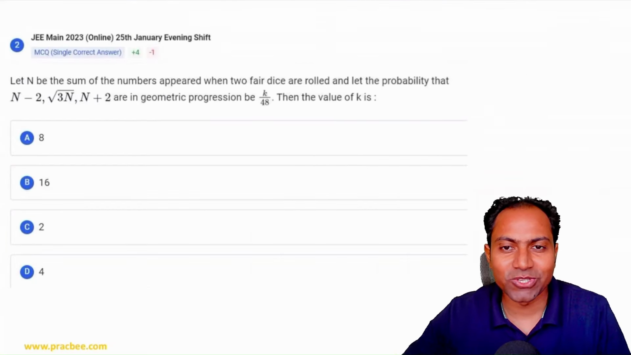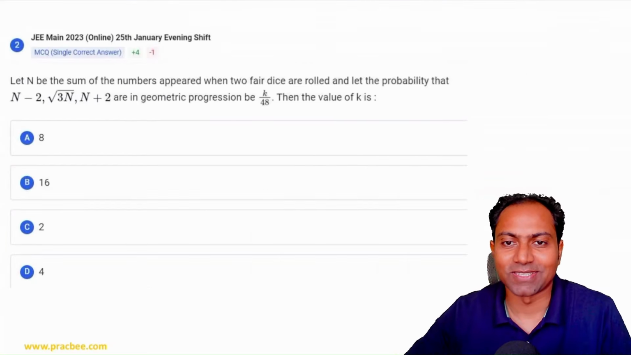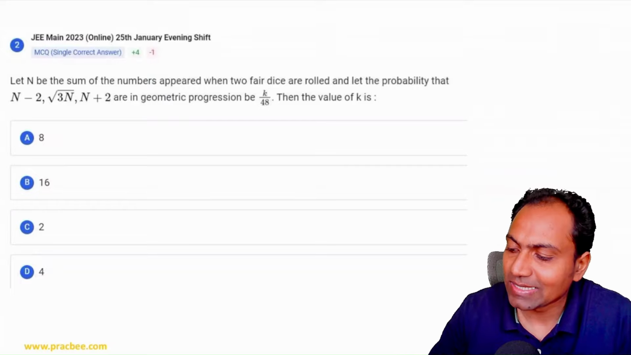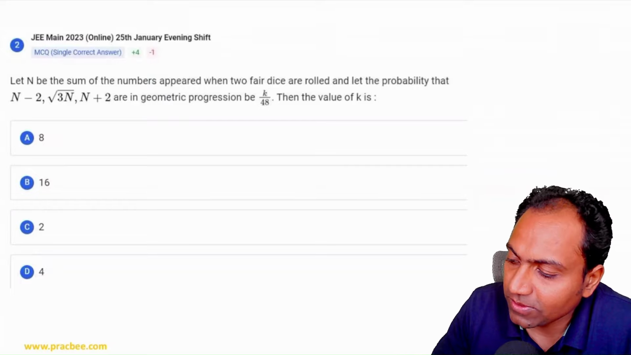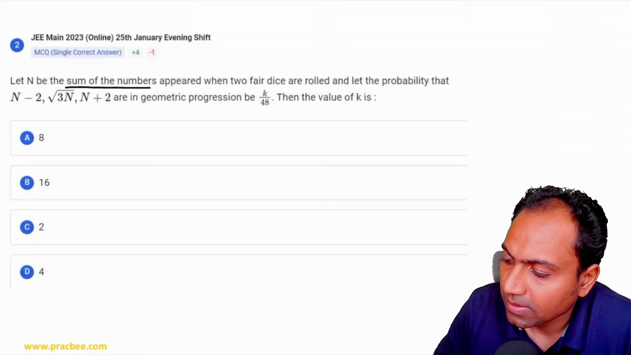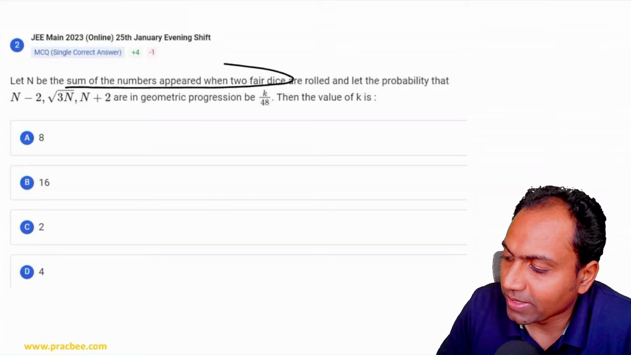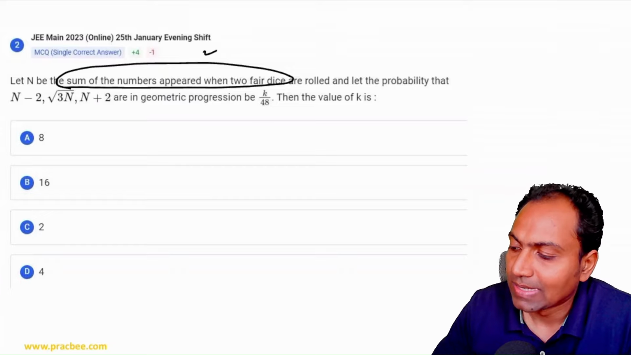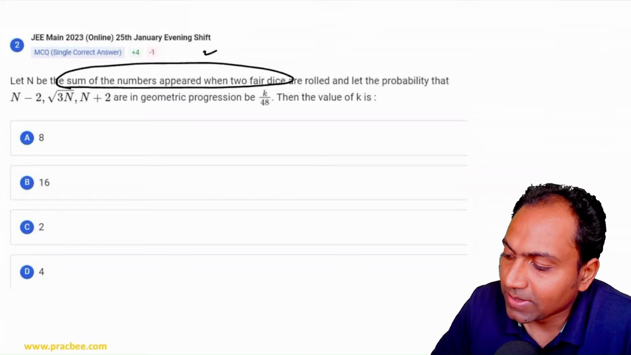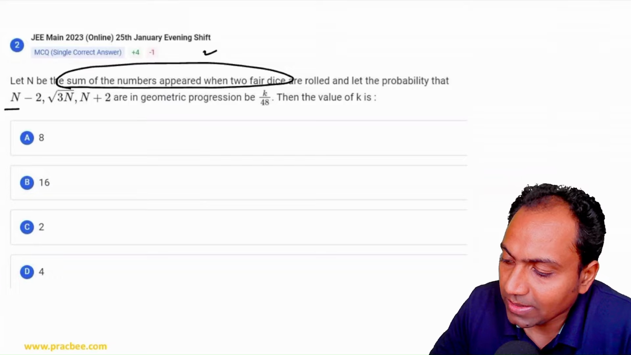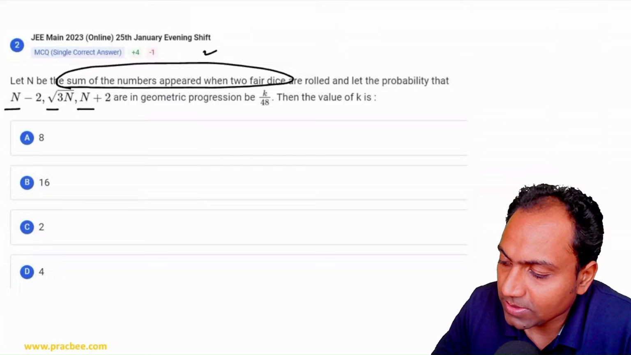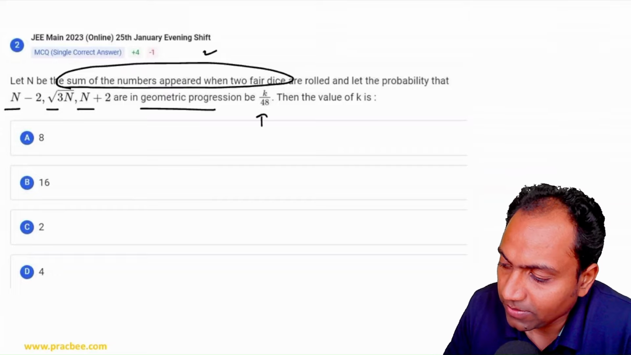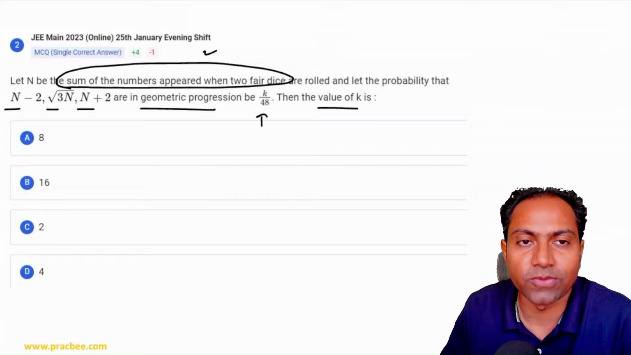Now this next question can again be solved using the method of cases. If you look into this question, what they're saying is the sum of the numbers that appeared on two fair dice. If I add these two numbers that are coming on two fair dice, then that number is equal to n, and n should be such that these three numbers are in geometric progression. Then for such an event, the probability comes out to be k by 48. Find the value of k. This is what we need to do.